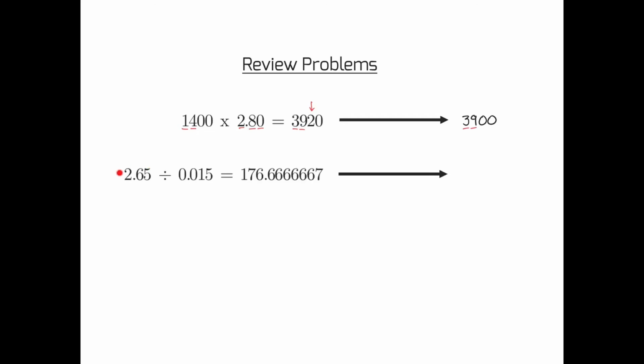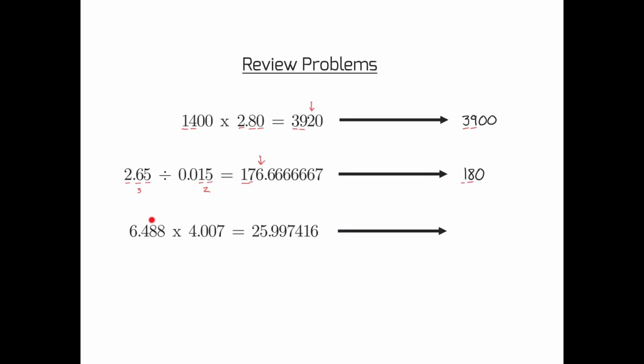In this problem, we have 2.65 divided by 0.015, and what we get is 176.666667. We have 1, 2, 3 sig figs here, and 1, 2 sig figs here. Remember that leading zeros before and after a decimal point are not significant. So our final answer is going to have 2 sig figs. We count off 1, 2, and we're looking at this 6, which is bigger than 5, which tells us that this 7 is going to round up to an 8. And what we get then is 180, which has 1, 2 sig figs.